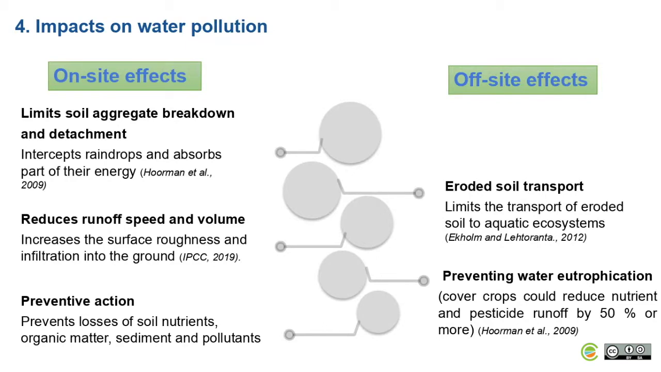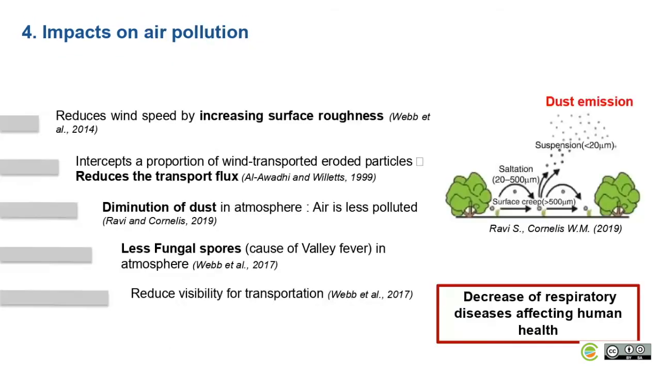For the off-site effects, increasing plant cover can limit the transportation of eroded soil to aquatic ecosystems. It also has a preventing action on water eutrophication. For example, cover crops could reduce nutrient and pesticide runoff by 50% or even more.